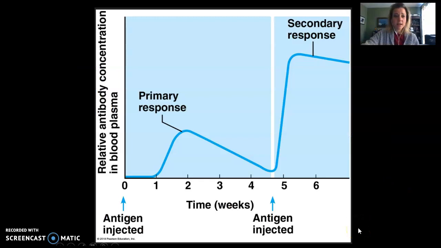This is a graph that you also have in your textbook, and this is just showing you the speed at which the primary and secondary responses occur and the concentrations of antibodies that are produced. If we start here, blammo, we are infected by an antigen that we haven't encountered yet, and you can see our antibody concentration is at 0 for like the first week, and then it finally starts to pick up.